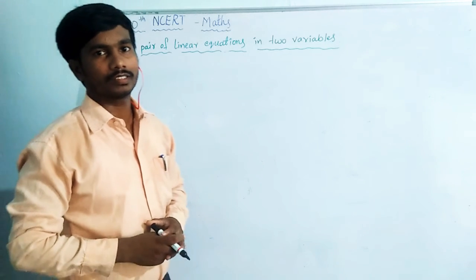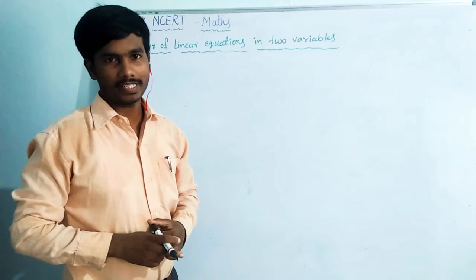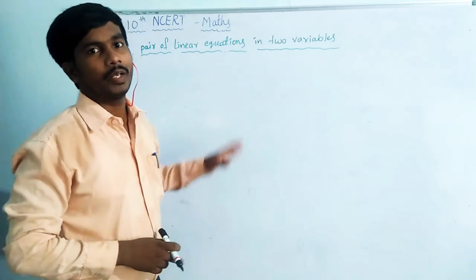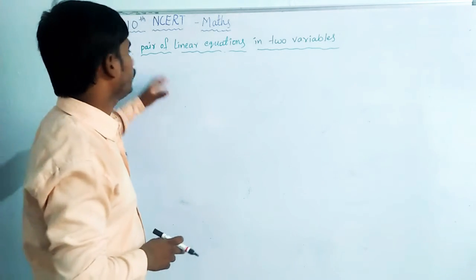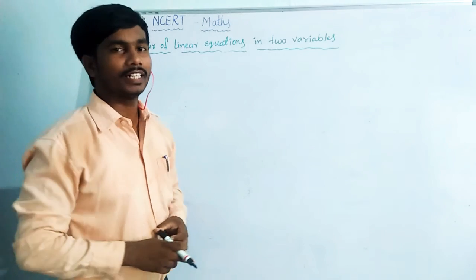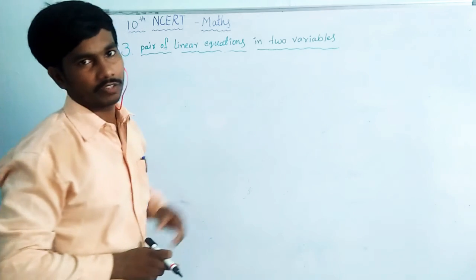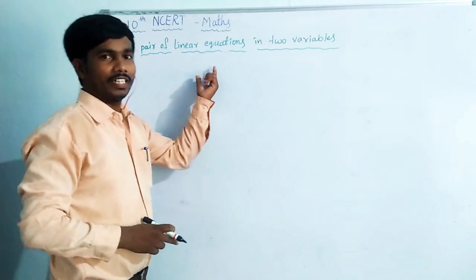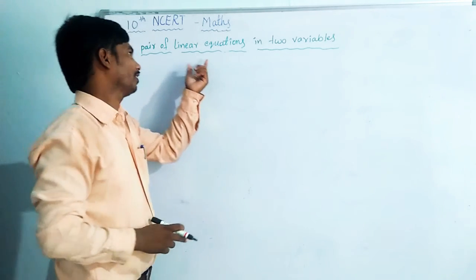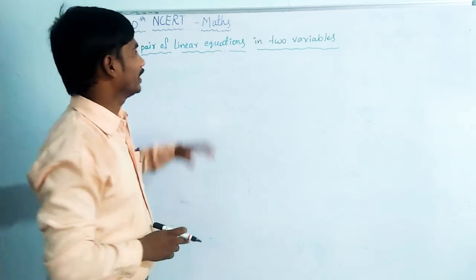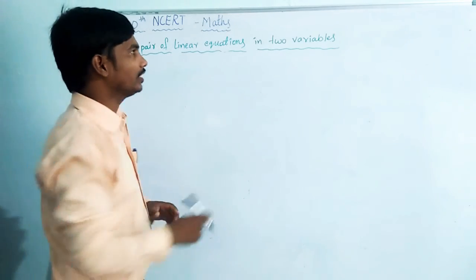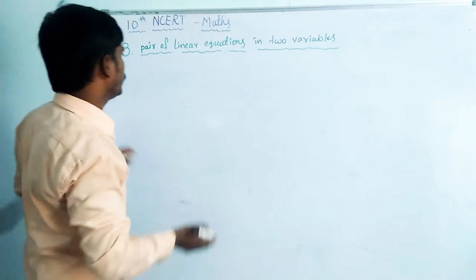Today we are going to discuss 10th class NCERT Maths, third chapter, pair of linear equations. First, we have to discuss what are the linear equations in two variables. First, about linear equation. The equation which has degree 1 is called a linear equation in two variables.